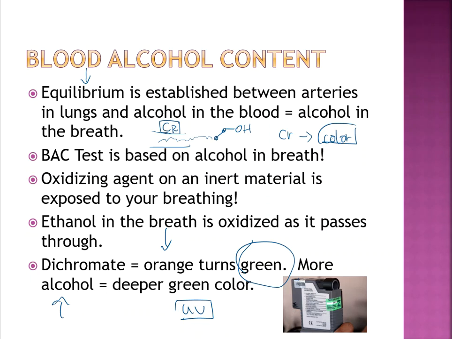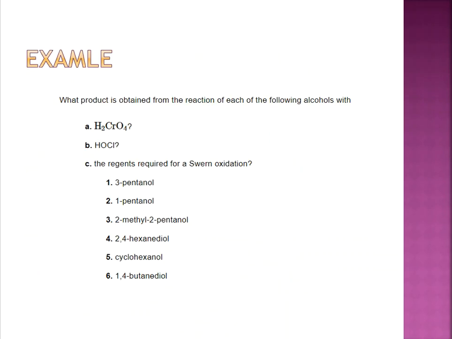All right, so that's where I'm going to stop this video. In the next video, I want you to do some more example problems on your own. And here's a list. It says, what product is obtained from the reaction of the following alcohols with H2CrO4, HOCl, and the reagents required for a Swern oxidation? So I want you to answer 1 through 6. Those are your alcohols right there.